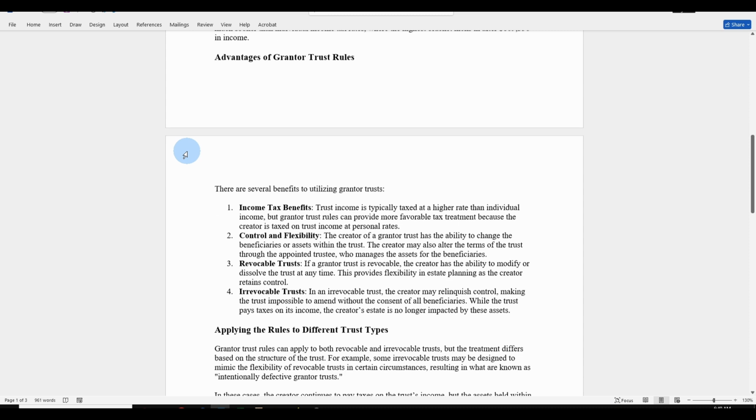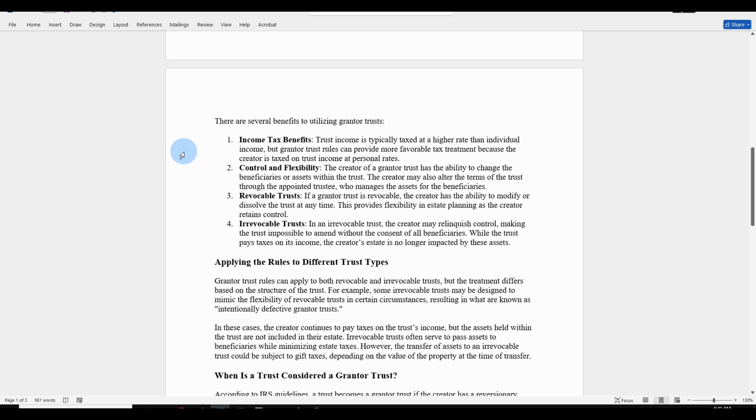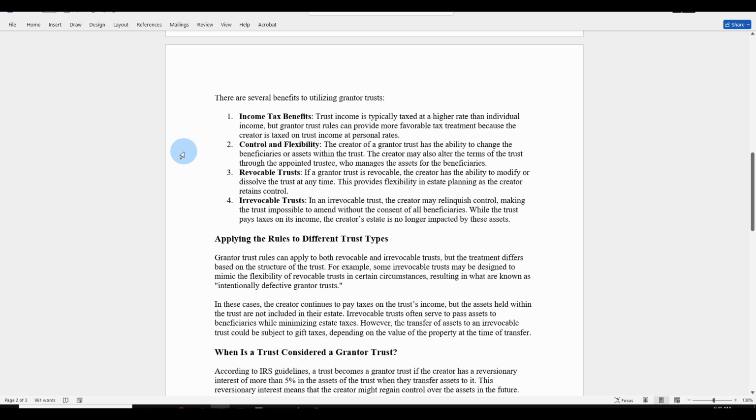Advantages of grantor trust rules. There are several benefits to utilizing grantor trusts. Income tax benefits: trust income is typically taxed at a higher rate than individual income, but grantor trust rules can provide more favorable tax treatment because the creator is taxed on trust income at a personal rate. Control and flexibility: the creator of a grantor trust has the ability to change the beneficiaries or assets within the trust.